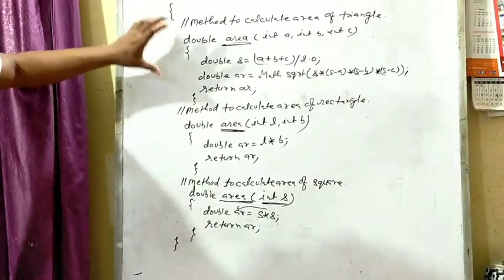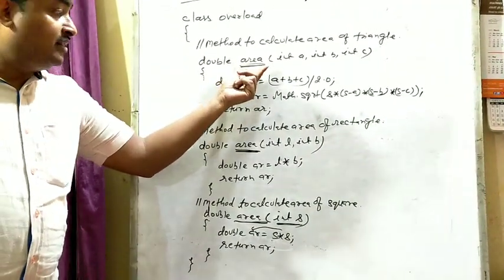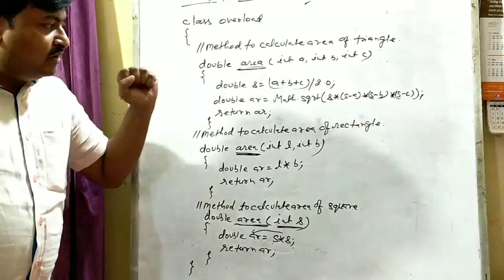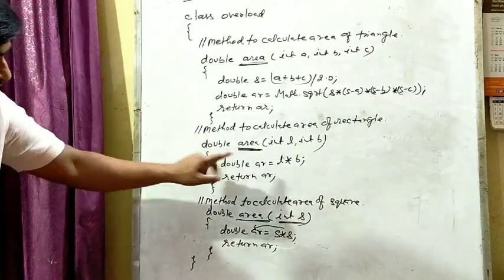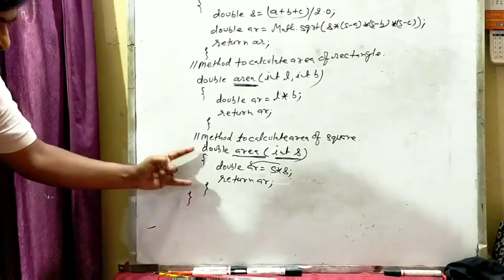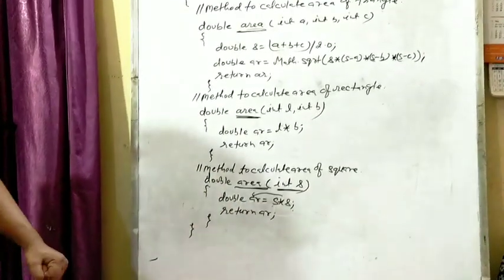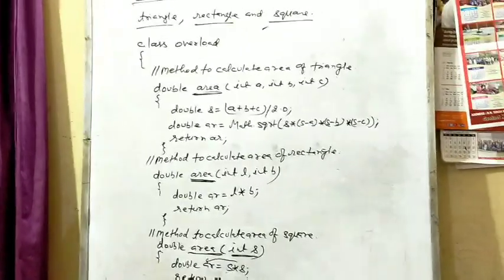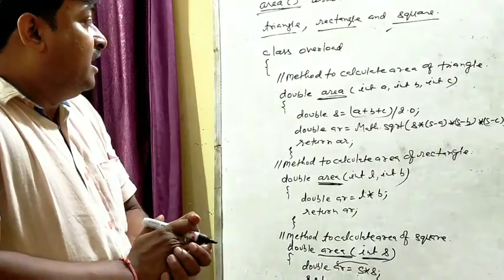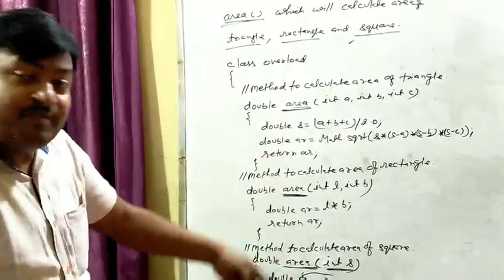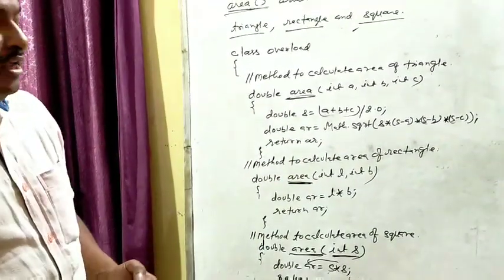Students, see, here this function will calculate the area of a triangle. Here this time the function area will calculate the area of a rectangle. In this part the function area will calculate the area of a square. Okay, then one more problem is here. The problem is, if I call a function area, which function will respond?